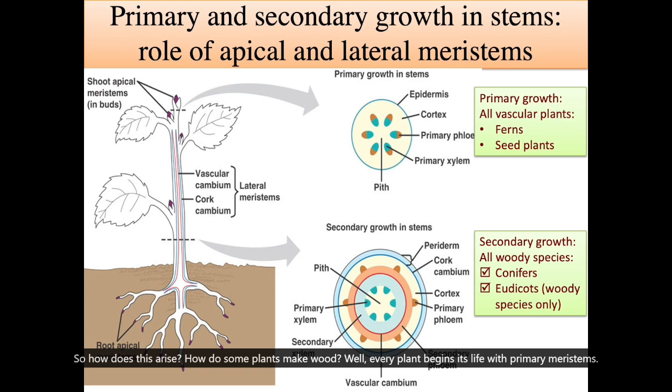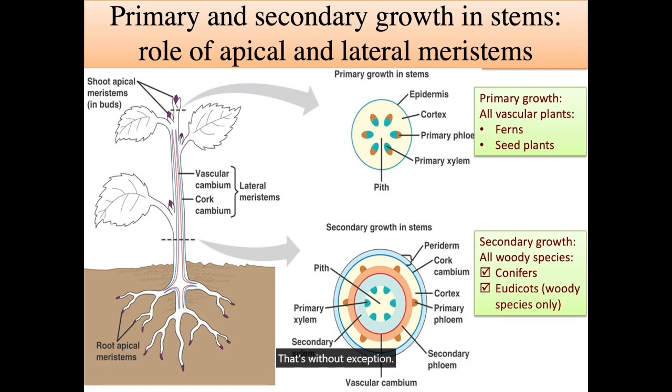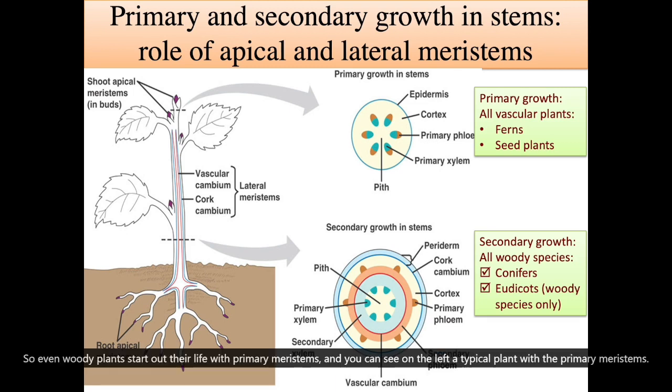Well, every plant begins its life with primary meristems. That's without exception. So even woody plants start out their life with primary meristems. And you can see on the left a typical plant with the primary meristems, the shoot apical meristem and the root apical meristem. Now look at the upper right. We're going to take a cross-section of some young tissues in the shoot in this case.